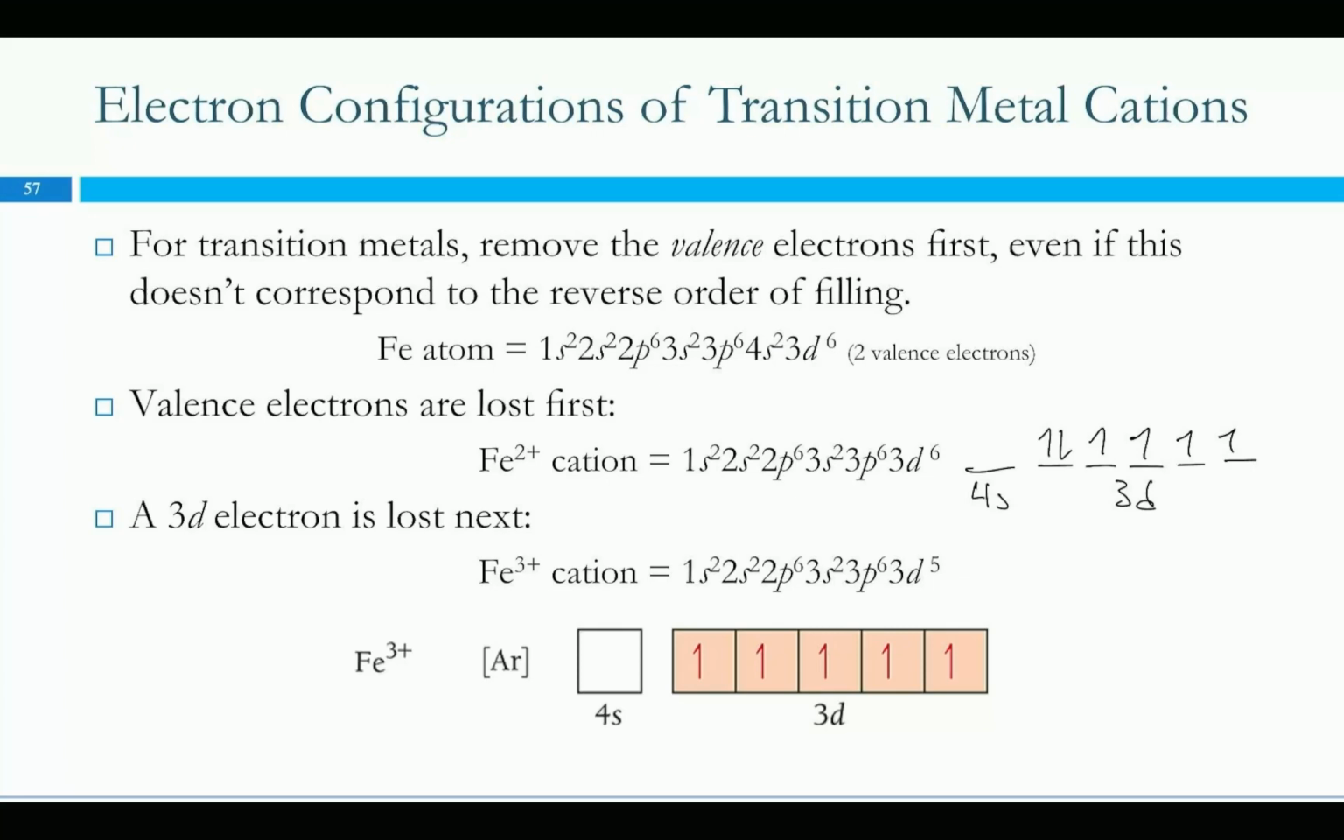All of this to say that when you're writing the electron configuration of a cation for a transition metal, remove valence electrons first, and then d orbital electrons.